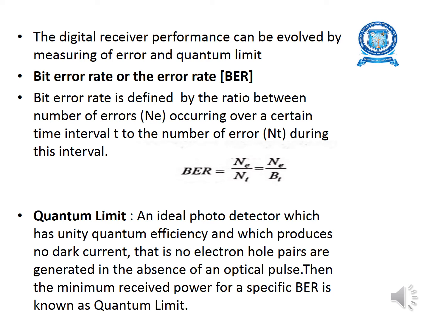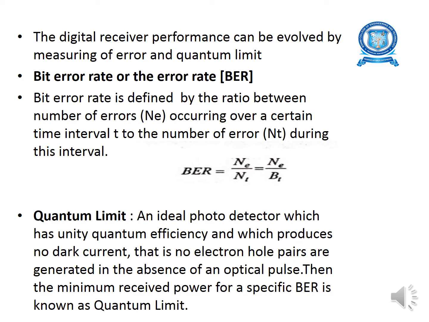In the receiver configuration, we are to find the bit error rate and quantum limit of a particular signal. The bit error rate is defined as the ratio between the number of errors Ne occurring over a certain time interval t to the number of pulses Nt transmitted during this particular interval, where bit error rate is equal to Ne divided by Nt.